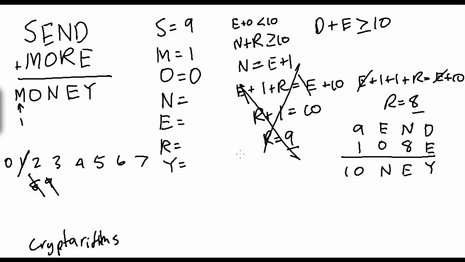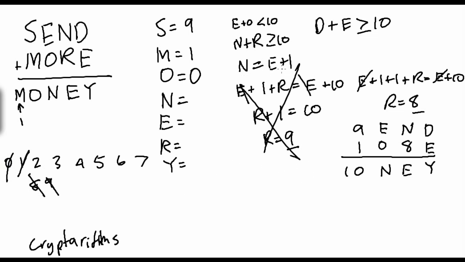Okay, so you have this information. We have D plus E has to be greater than or equal to 10. N equals E plus 1, and you have this information. Now where do we go from here? It gets sort of weird. Basically, you've already crossed off a bunch of numbers, and now it just comes down to guess and check. And let me show you how to do this.